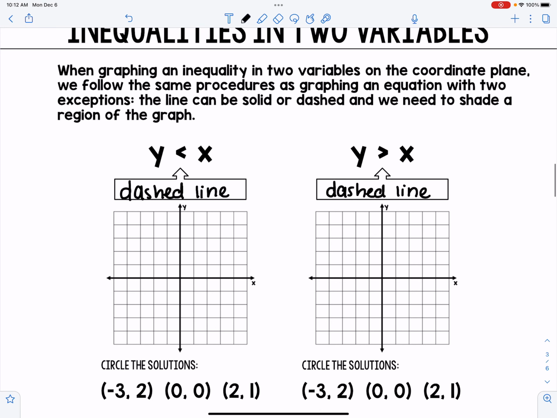All right, and when that symbol is less than, that means that you're going to shade below the line. And of course, similarly, when it's greater than, you're going to shade above the line.